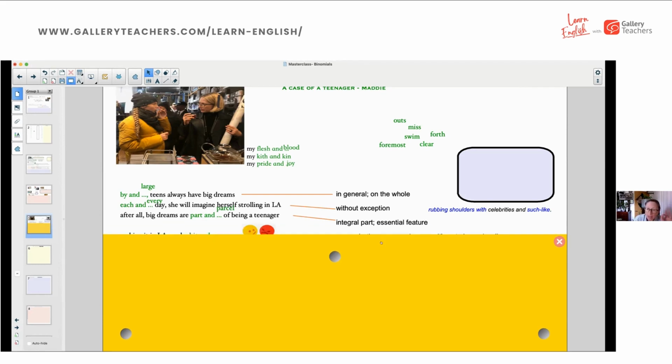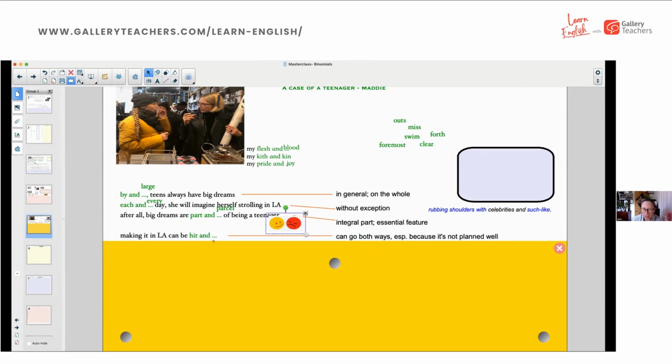Now, my niece and I, this is the relationship we have, okay? Oftentimes, we just can't see eye to eye. So I always say to her that, unfortunately, making it in LA can be a bit of a hit and miss, lovely. Hit and miss means that it can go both ways. It's unpredictable, in particular, if it's not planned. So it could be a success, could be a failure. So making it in LA can be a hit and miss.